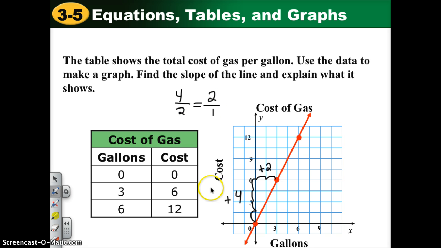All right, so what does that mean? Well, we rose 4, and that was in the cost category. So the 4 was referring to our cost. The 2 is referring to the number of gallons. So if this is representing our cost, $2, and 1 is representing our gallons, then it's going to cost $2 per gallon.